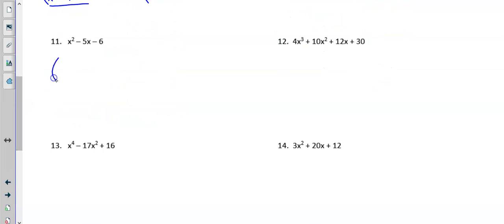Number 11, simple guess and check. Two numbers that multiply to 6 that differ by 5. Well, that's just 6 and 1. More negatives than positives. I'm done.